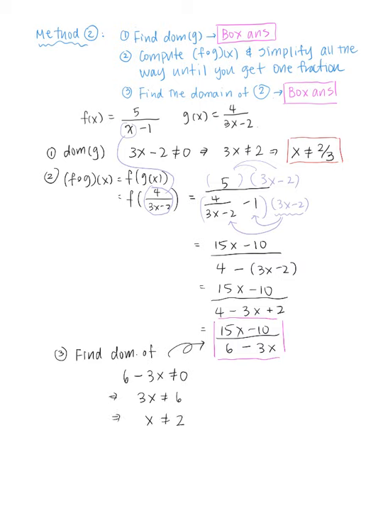Isn't that exactly the same answer that we got by using method 1? It better be the same. Okay, so again, for method 2, our answer is going to be, therefore, the domain of f of g is the set of x values such that x cannot be 2/3 and x cannot be 2.